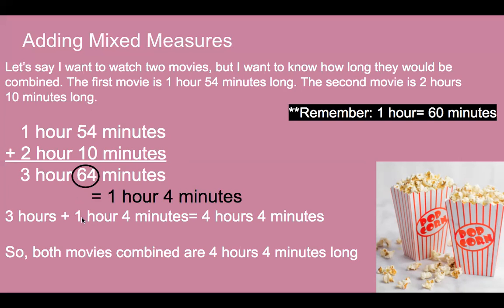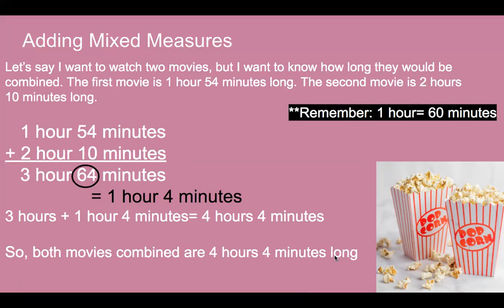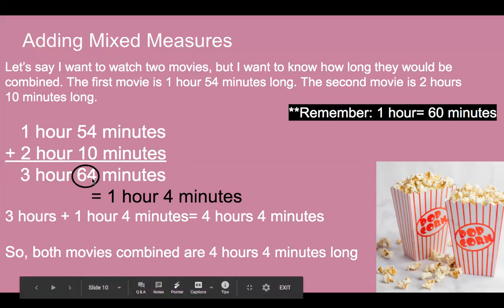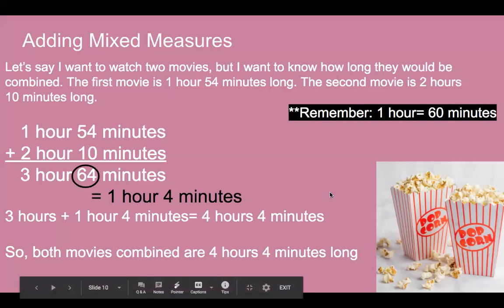So 3 hours plus 1 hour equals 4 hours, and then I just tack on the 4 minutes on the end. So we found out that both movies combined are 4 hours and 4 minutes long. If you kept it like this, 3 hours and 64 minutes, it's not necessarily wrong, but to have the most accurate and simplest form answer, you want to regroup this and change it into hours and minutes, and then add on that hour to your other set of hours to get a more accurate answer.